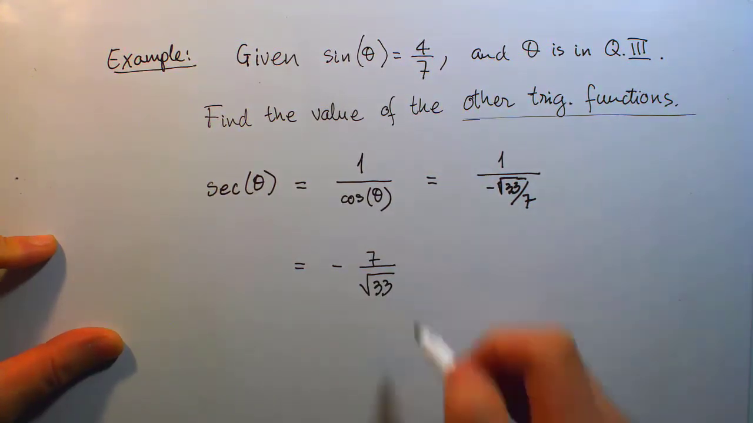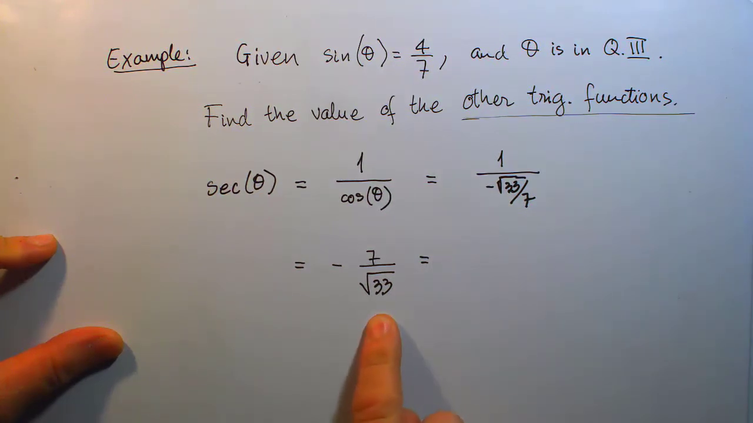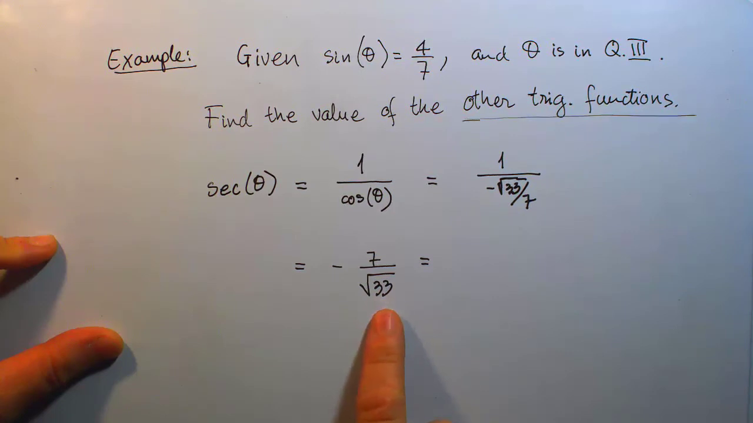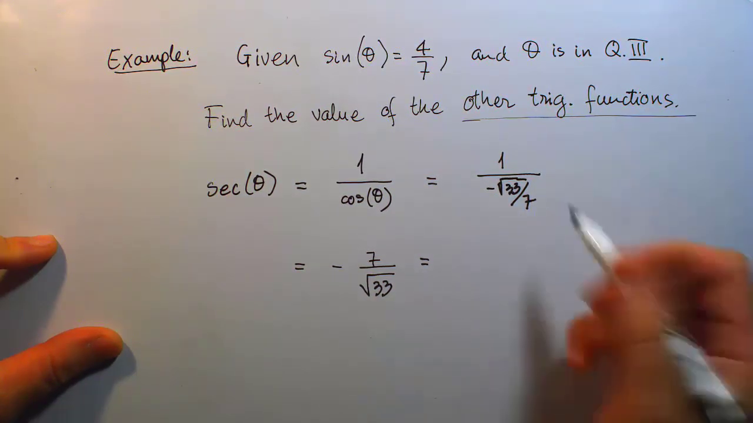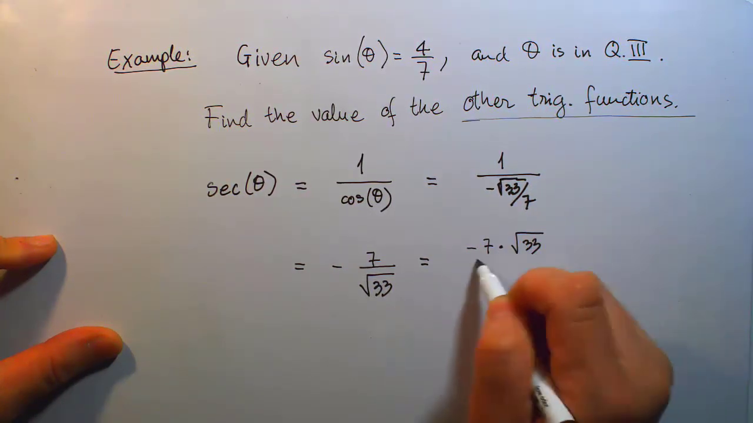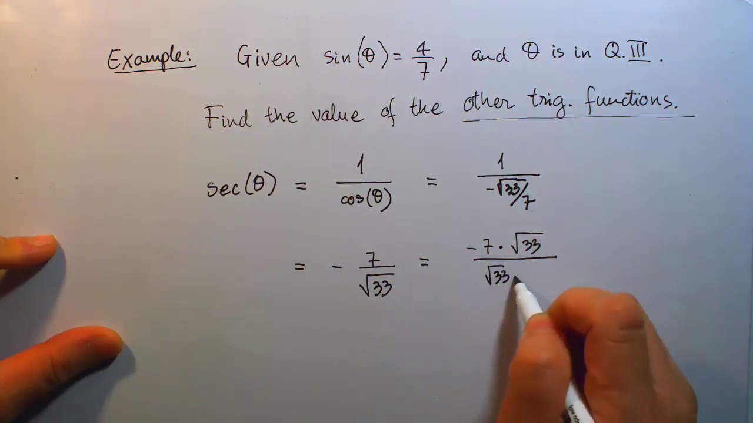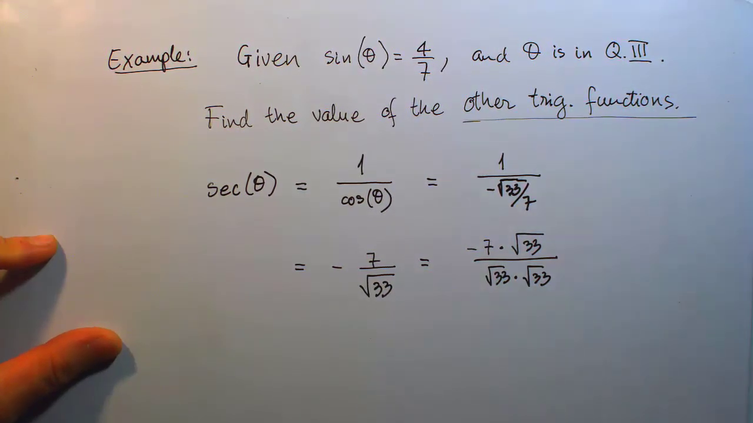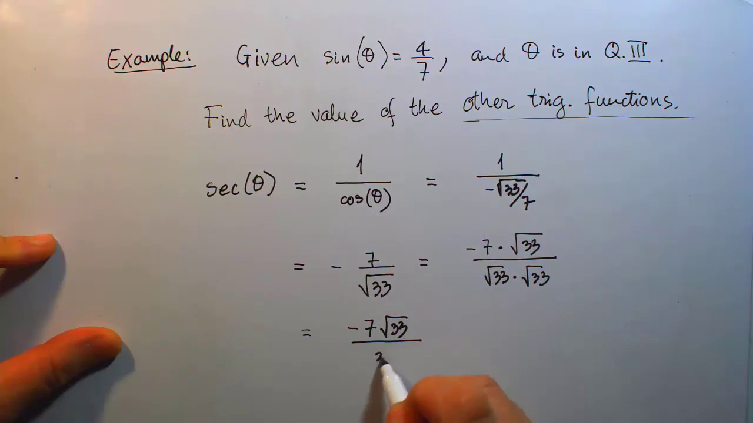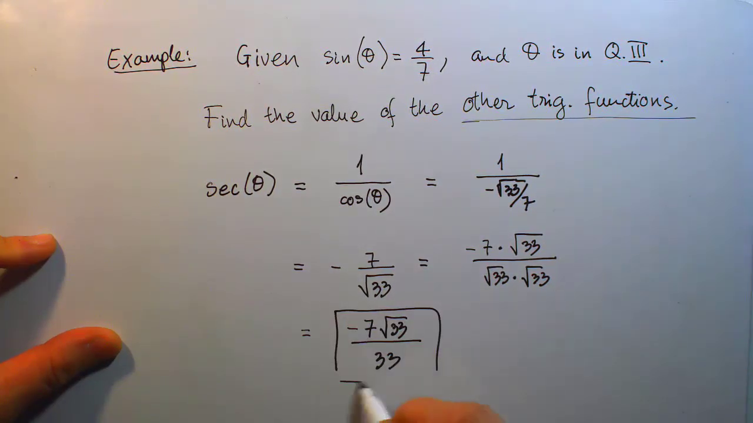Here we need to rationalize the denominator, since the denominator is an irrational expression, an irreducible value inside a square root. So I'm going to have negative 7 multiplied with square root 33 over square root 33 multiplied with square root 33. And that's just a reminder of how we rationalize a denominator. So that becomes negative 7 square root 33 over 33. And that is our answer for secant of theta.